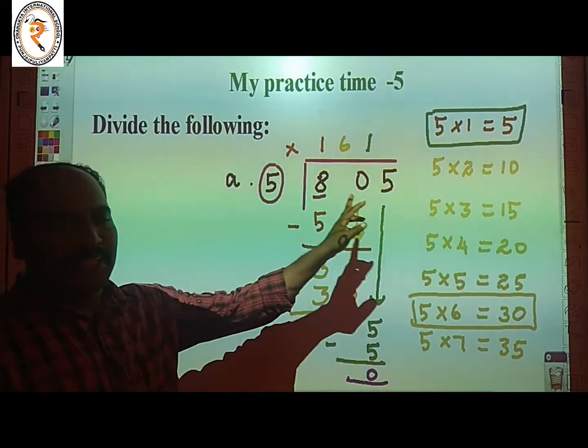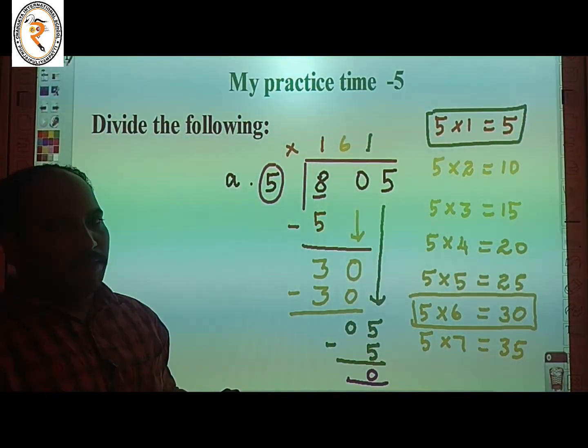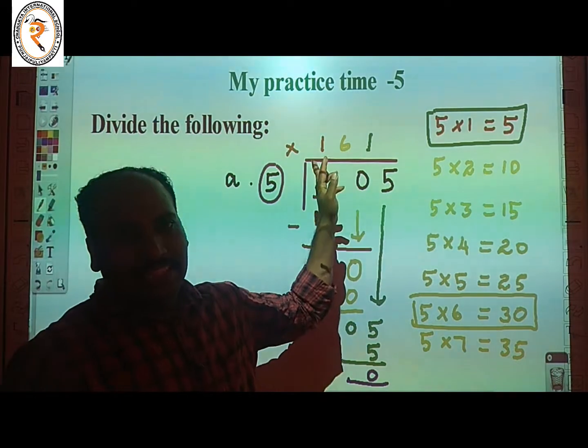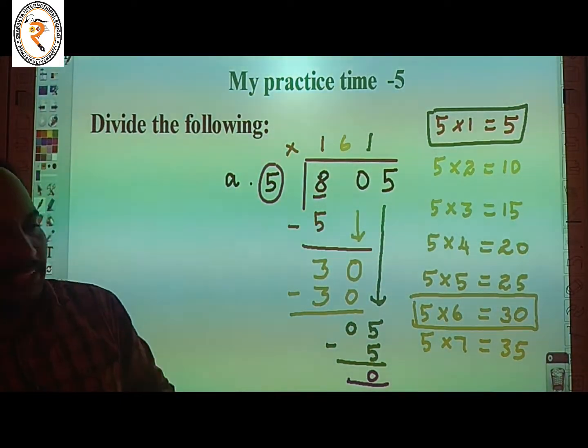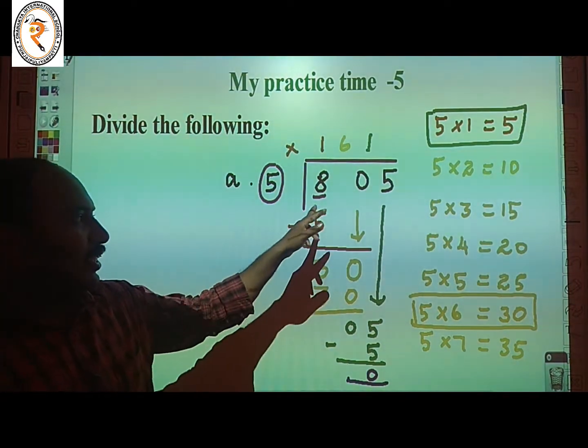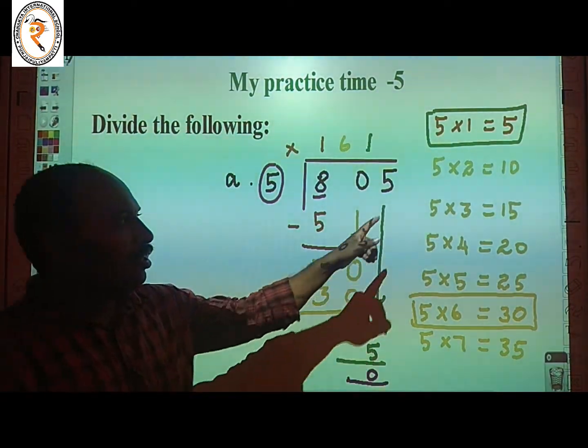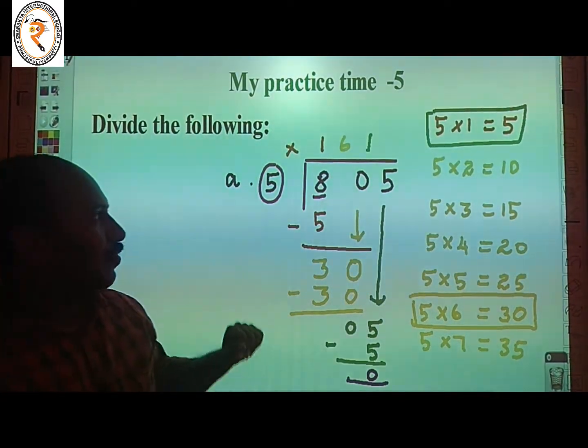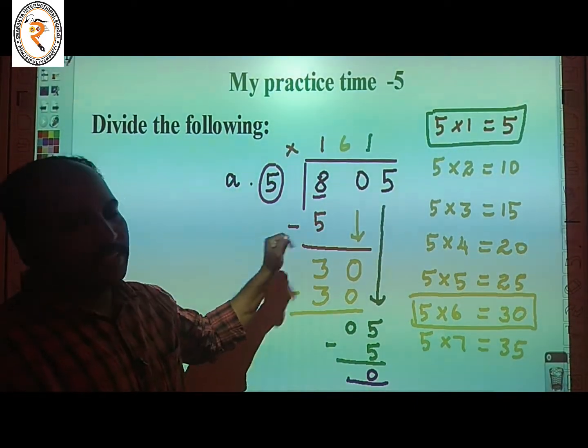Listen here, 805 divided by 5. 805 is the dividend part, and 5 is the divisor part. We want to divide first 8, so 8 divided by 5. 5 into 1 is equal to 5.